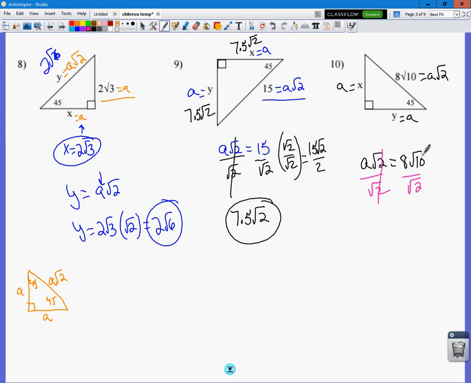If you have two radicals that are being divided, so long as they're divisible evenly, you can just do the division on the inside of the radical. 10 divided by 2 is 5, so A is equal to 8 square roots of 5, which means x is 8 square roots of 5, and y is also 8 square roots of 5.